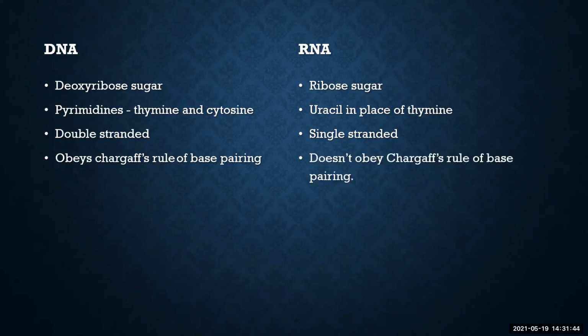However, RNA does not obey Chargaff's rule of base pairing. There are a few reasons. Number one, it is single-stranded, so there are no complementary base pairs forming. Second, even if base pairing does happen, that is because of changes in the structure, not because of a new strand. So changes in structure cause base pairing of RNA. That is why it does not obey Chargaff's rule of base pairing. So in RNA, the number of purines is not equal to the number of pyrimidines.